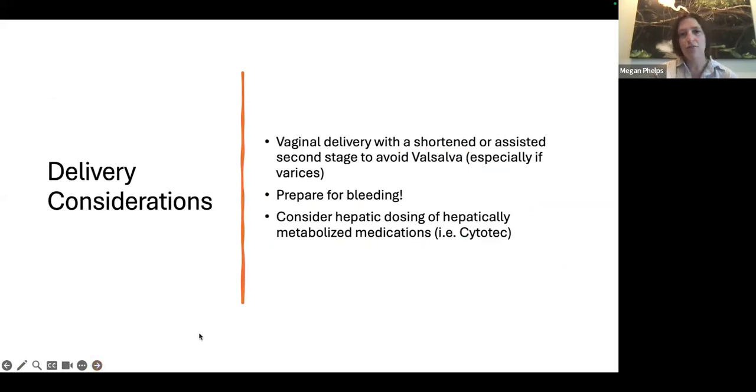Considerations for delivery for patients with cirrhosis is that you would want to aim for a short 2nd stage of a vaginal delivery. So you could use a vacuum or forceps, but try to avoid Valsalva, especially if they have known varices, because that can exacerbate them. You want to prepare for bleeding. And the other thing that I didn't realize is thinking about hepatic dosing of medications that are hepatically metabolized, for example, Cytotec.